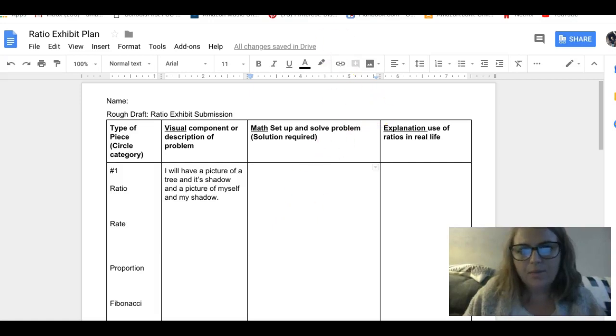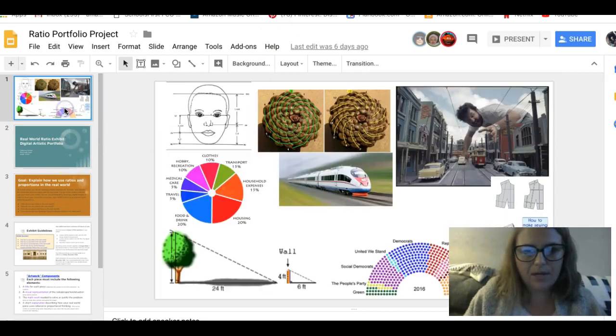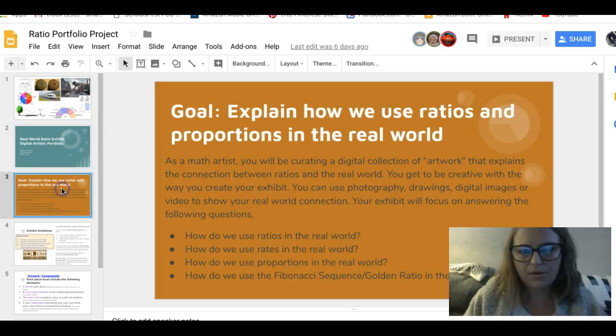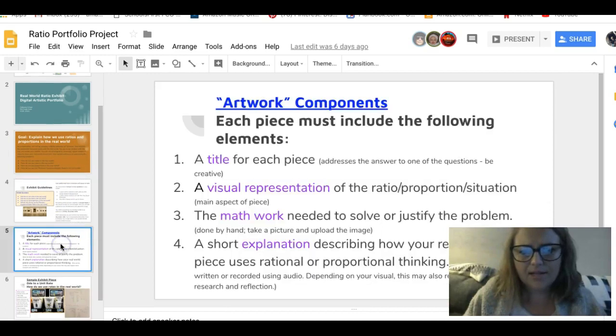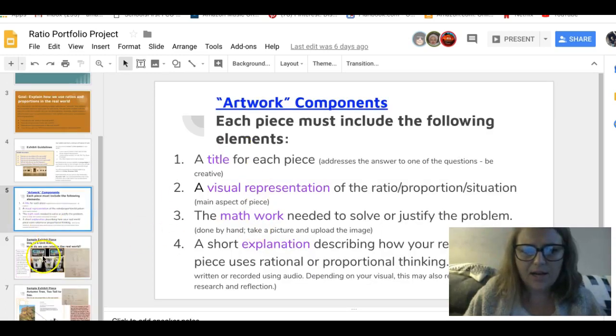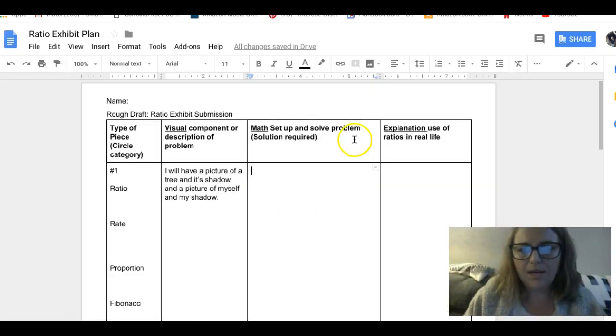It is supplemental to the guidelines that are in this PowerPoint that we looked through already in class, where it has the guidelines, it has the expectations for each slide, and it has these two sample pieces. So I'm going to use these sample pieces to explain the plan.